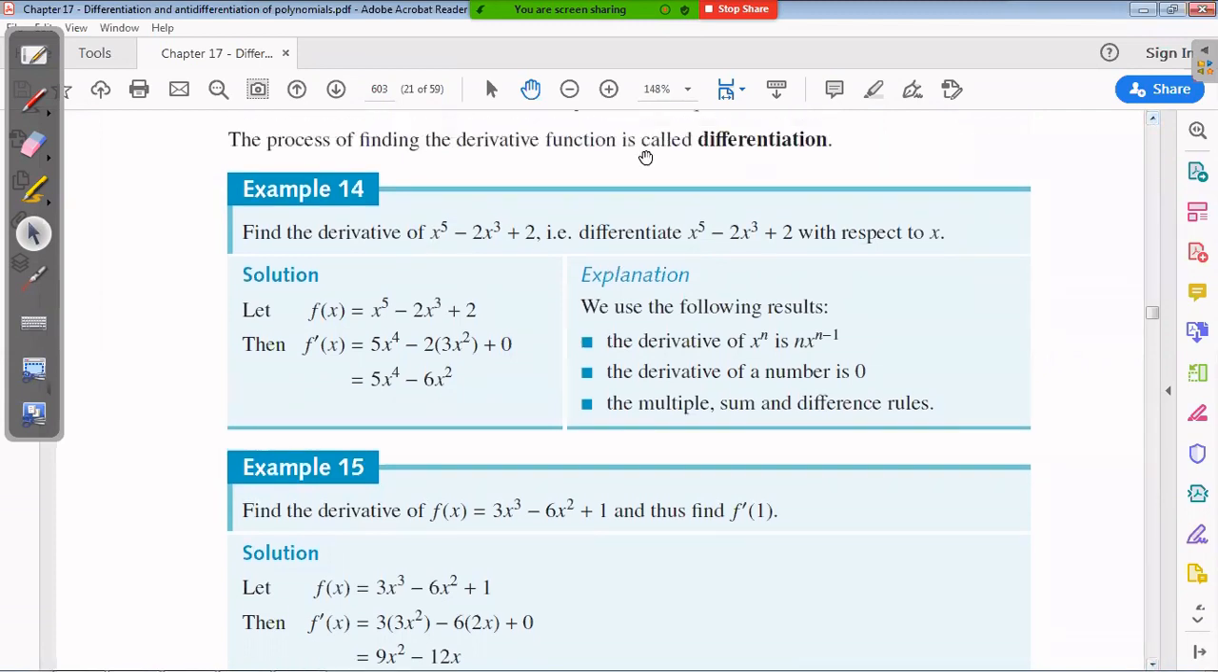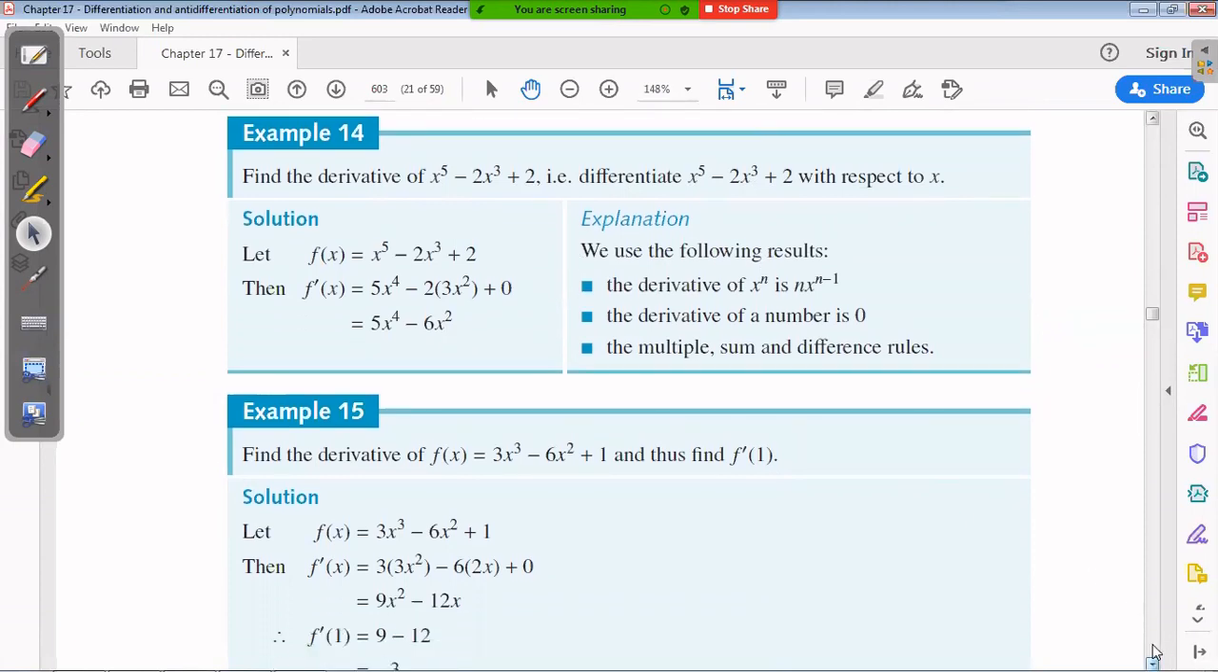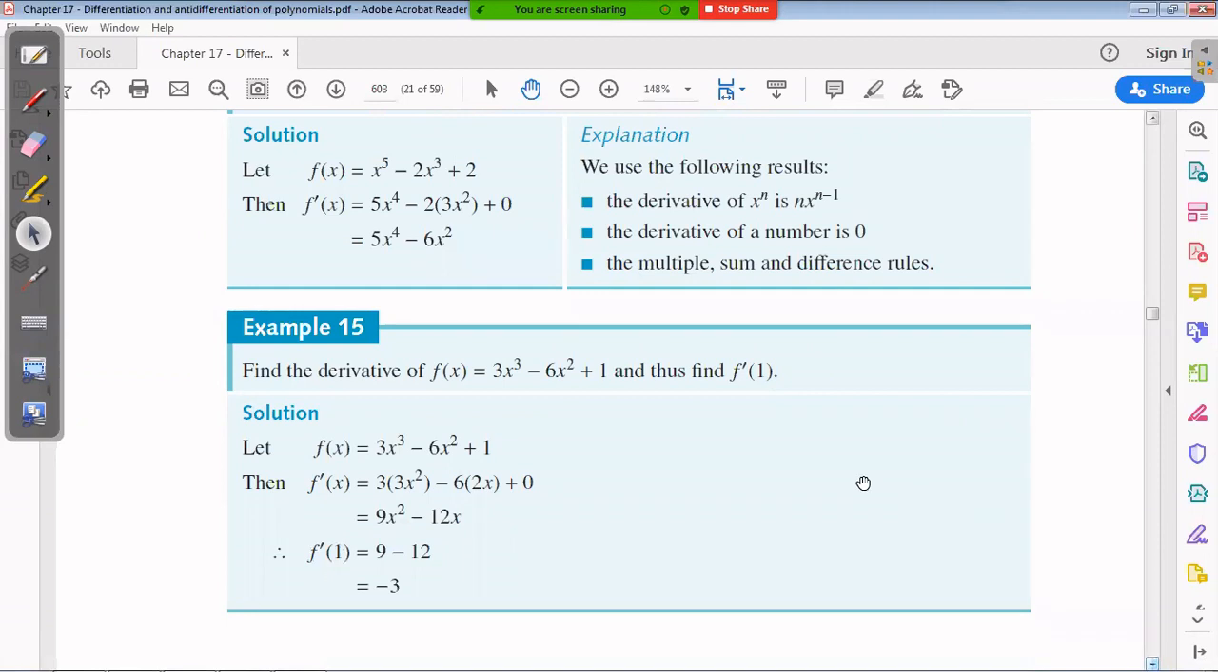They have defined that whenever we take the derivative of any function, this process is called differentiation. So now in this example, we have to find the derivative of this, and the question can also be like: differentiate x^5 minus 2x^3 plus 2 with respect to x. So now we have to take the differentiation of a polynomial. So now this is the direct rule.